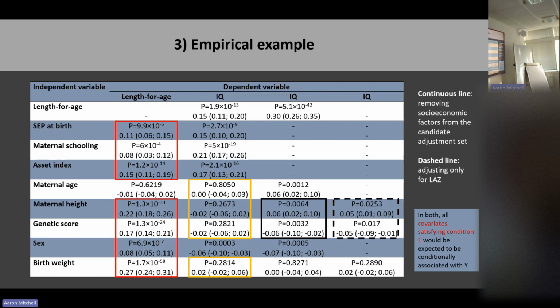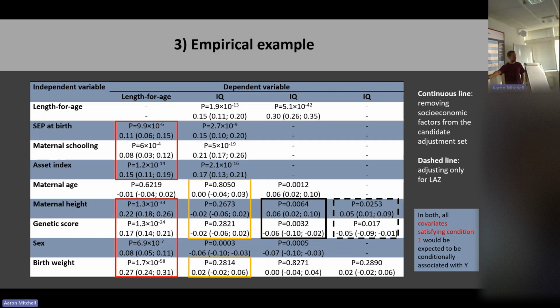So what I'm doing here is the same thing as I did when I was checking condition 2, but removing from my model all socioeconomic related variables. And what do I see? I see here that maternal height was not associated with the outcome when I adjusted for socioeconomic position. Now it is. And this is what I want to see. For genetic score, it was not associated with the outcome in the full model. It is associated with the outcome in the restricted model. That's what I want to see.